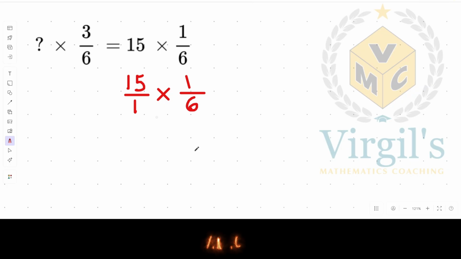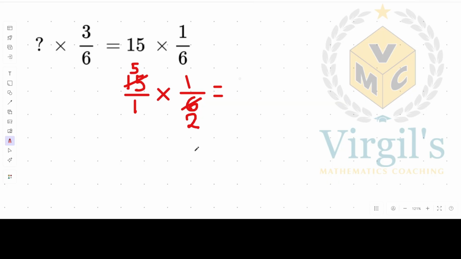What about 3? Let's divide 6 by 3. 6 divided by 3 is 2. What about 15? 15 divided by 3 is 5. No remainder. So yes, this is how you reduce. We don't have anything else to reduce, so we're just going to put the equal sign here.